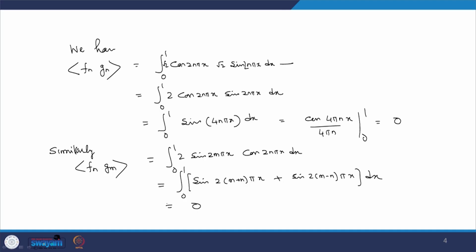Whether it is orthonormal or not, we can again check. The inner product of fn and fn will be the norm of fn squared, which is equal to the integral from 0 to 1 of 2 cos squared of 2n pi x dx. We know cos square theta minus sin square theta equals cos 2 theta.